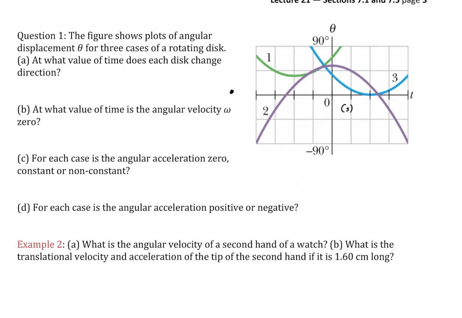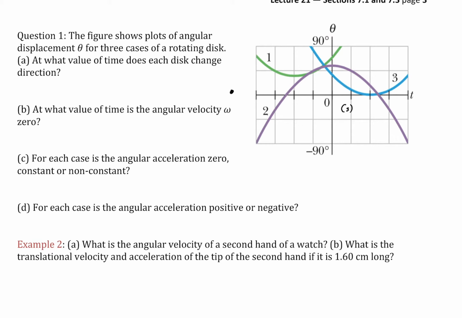Concept question. The figure shows plots of angular displacement theta for 3 cases of a rotating disk. Time is on the horizontal axis, angular displacement up there. Notice that angular displacement is actually in degrees here, breaking the rule, but we always have to break it sometime. The form of the function is what I'm more interested in, the shape rather than the actual values on the vertical axis. I do care that it's an angle.